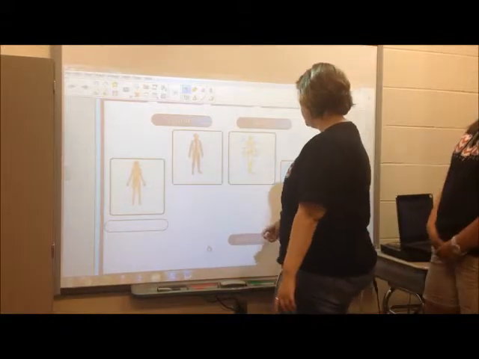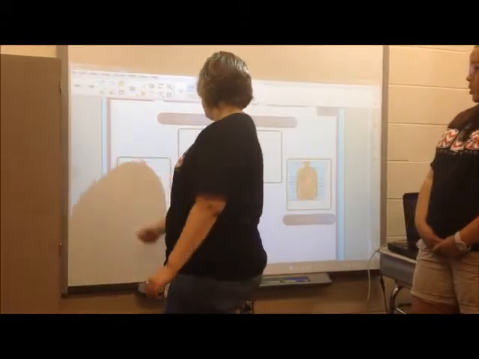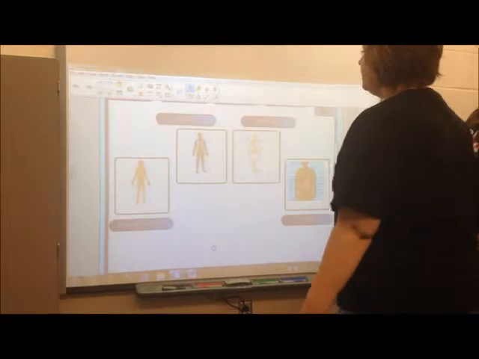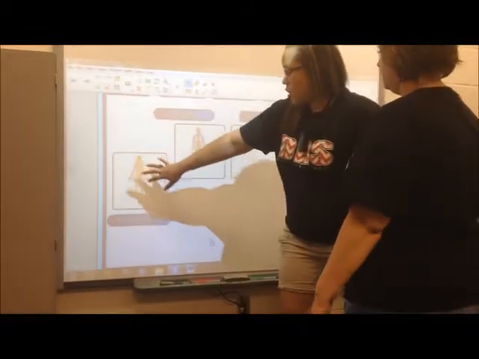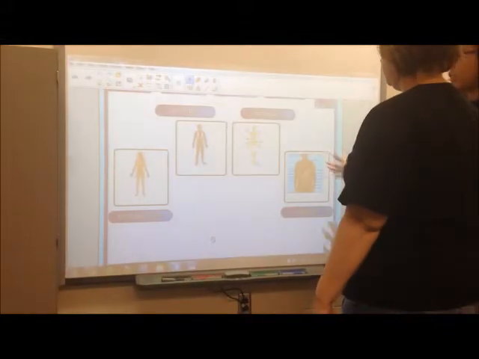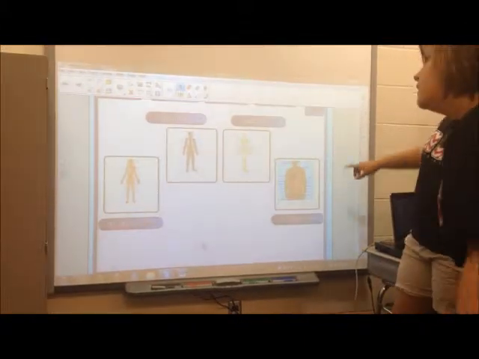Last one. This is the nervous system. What do you see for the nervous system? Well, it's kind of weird. She looks all shaky. I think those are her nerves. And remember, we have lots and lots of nerves in her body. So I think that's why it looks a little wonky.